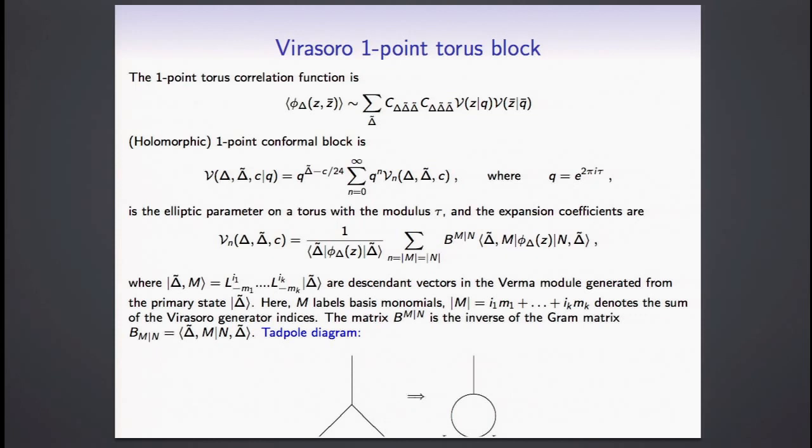And the conformal block on the torus is given by this power series in the modular parameter q, which is related to the modulus of the torus tau. And the expansion coefficients here are given by these matrix elements of the primary operator, where the Verma module vectors are given in a standard way by acting with Virasoro generators on a primary vector. And the matrix B with upper indices is just the inverse of the Gram matrix, which defines inner products of vectors in the corresponding Verma module.